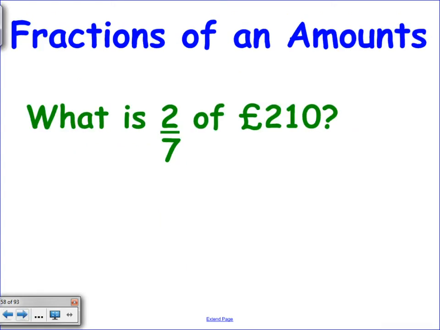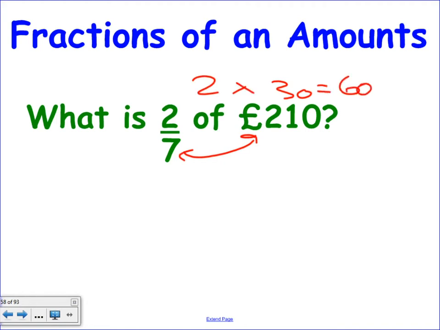Okay. So, fractions of an amount. We've done this lots of times. So now when I look at this, really quickly, what's my quick way of doing this? Good. I can see a relationship between those two straight away. So it goes in 3, so it's 30 times. 2 times 30. So there you go.